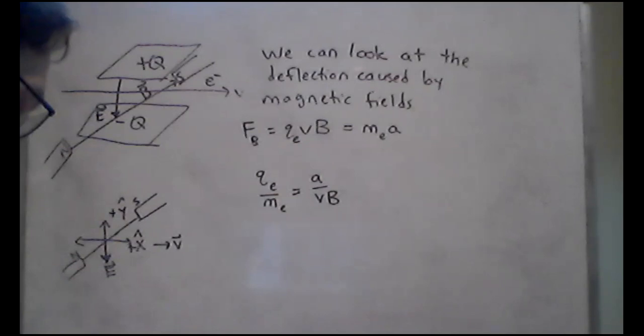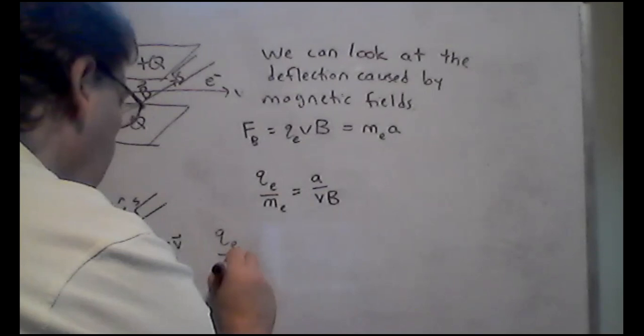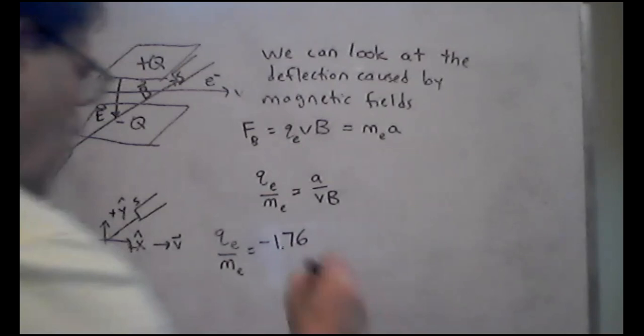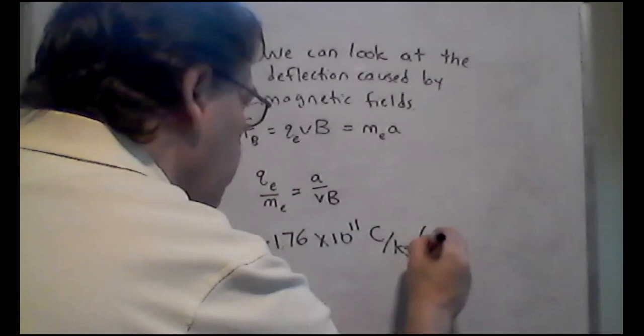So Thompson found out a number. He had a number that he was able to get from his experiments, Q sub B over M sub B. Thompson found a number, -1.76 times 10 to the 11th coulombs per kilogram for the electron.